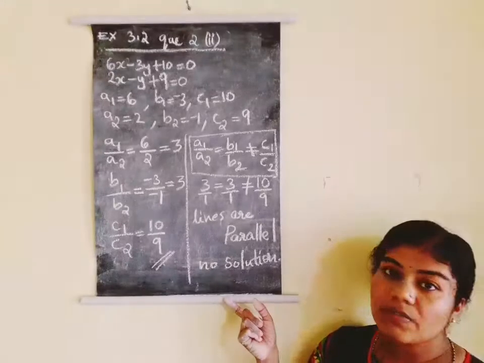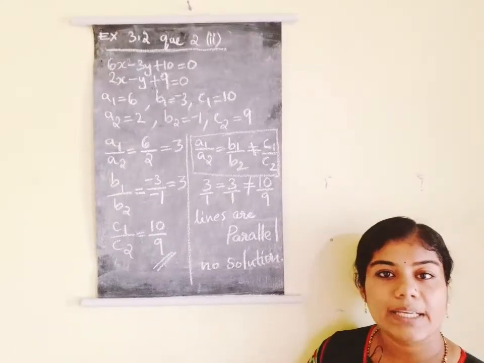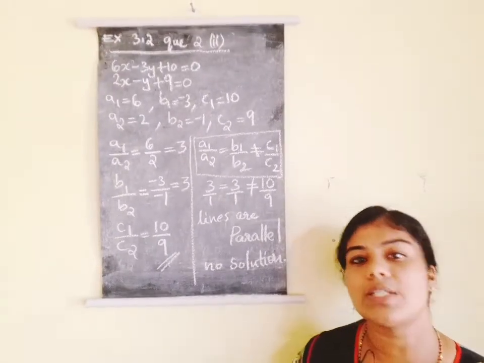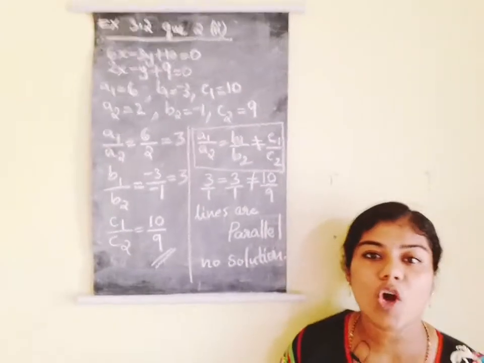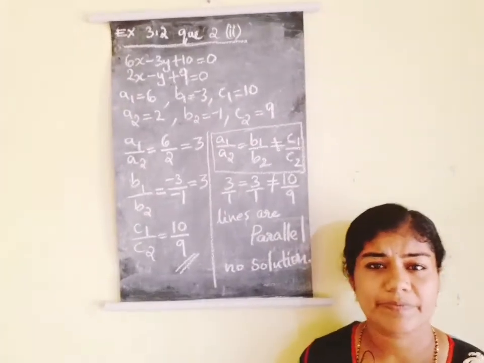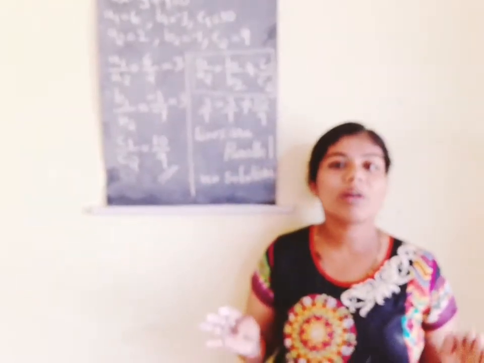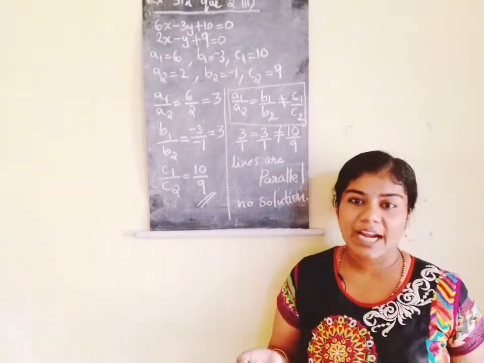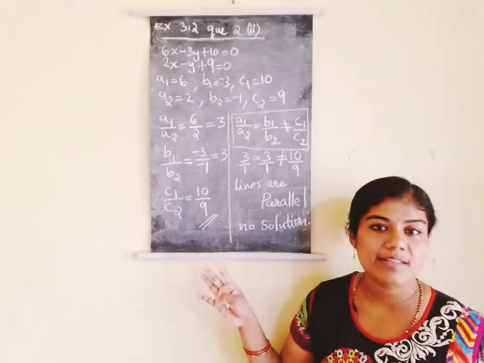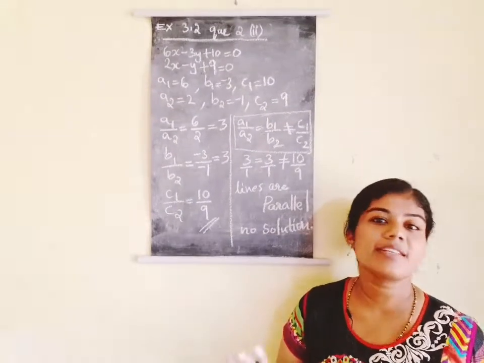See the second one, how did you get it? a1 by a2 equal to b1 by b2 which is equal to c1 by c2. Then the lines are coincident and there are infinitely many solutions. Hope you all have understood well. So write down the answers, copy down the 3 answers and study well.